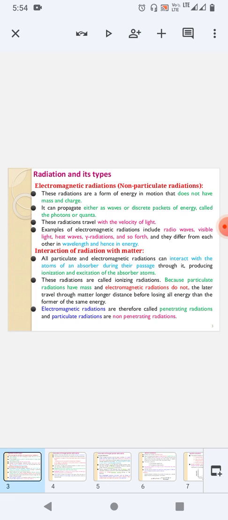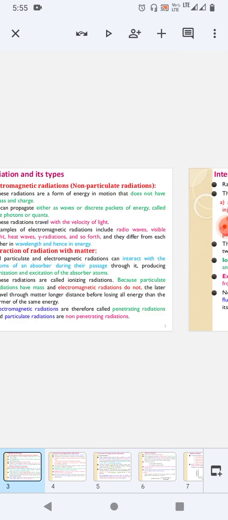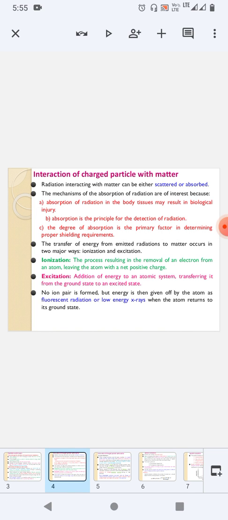All the particulate and electromagnetic radiation can interact with the atoms of the absorber during their passage, producing ionization or excitation in the absorbing atoms. These radiations are called ionizing radiation. The particulate radiation has mass, while electromagnetic radiation does not have mass. The latter, that is the electromagnetic radiation, travels through matter for a long distance before losing all of its energy. So electromagnetic radiations are therefore called penetrating radiation and particulate radiations are called non-penetrating radiations.